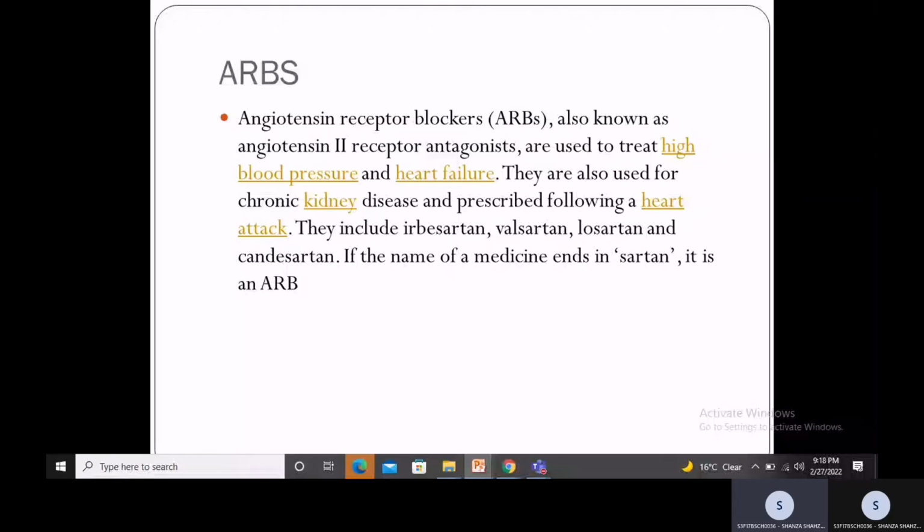Working of ARBs. ARBs work by blocking the receptors that hormones act on, specifically the AT1 receptor, which is found in the heart, blood vessels, and kidneys, blocking the action of angiotensin to help lower blood pressure and prevent damage to the heart and kidneys.